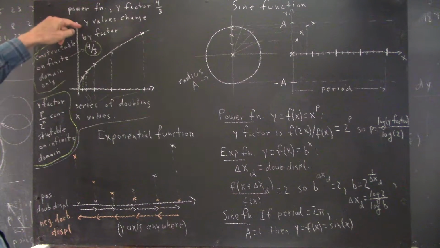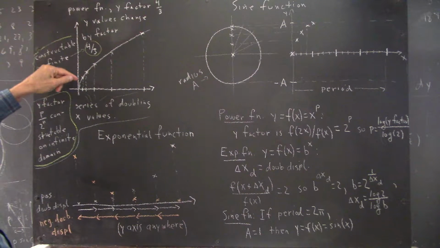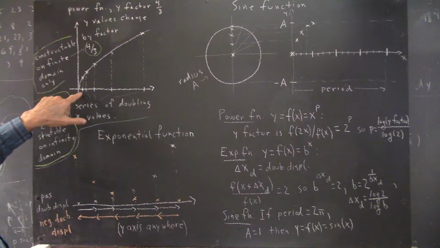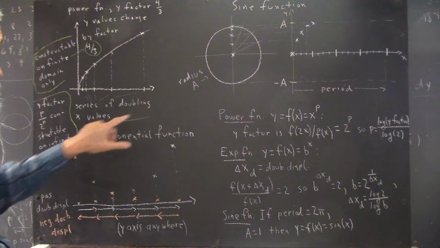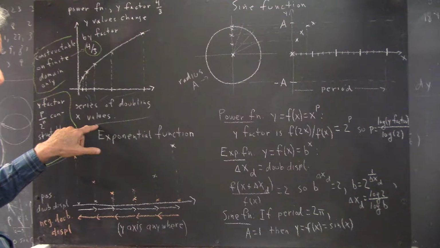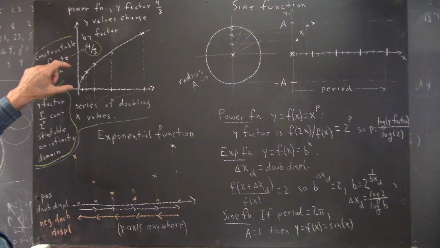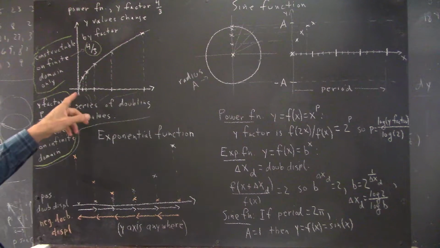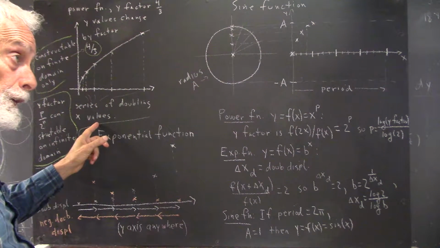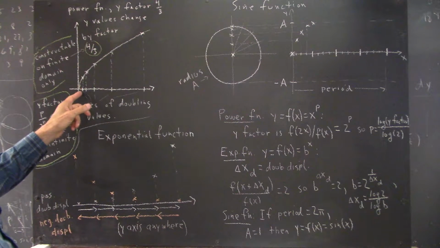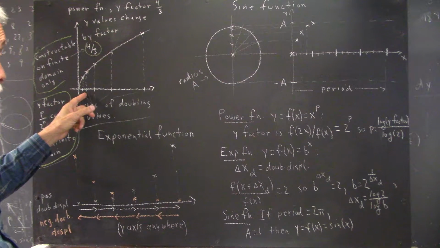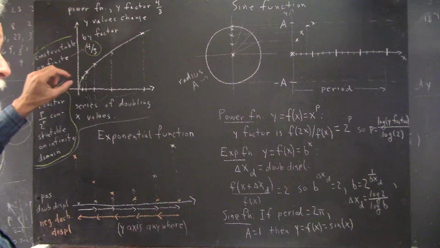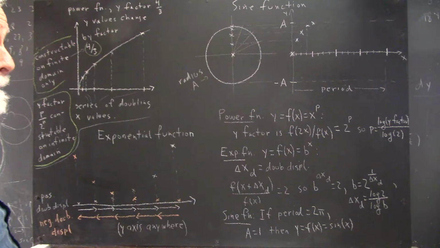Now, this means what? That the y value as we go from one to another of a series of doubling x values changes by a factor of 4/3. Restating it, we have a series of doubling x values here. From every x value to the next, the value of y changes by factor 4/3.